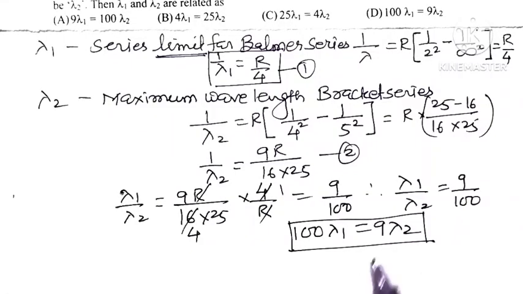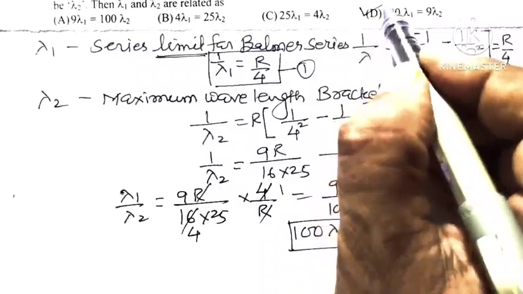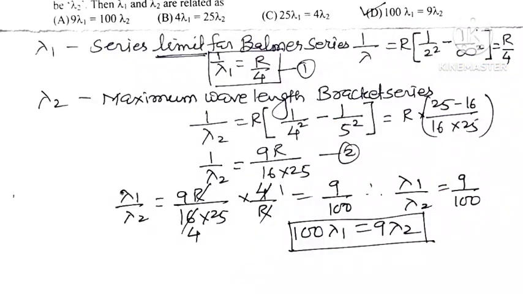So, which option is correct? 100 lambda 1 equal to 9 lambda 2. Option D is the correct option for this question.